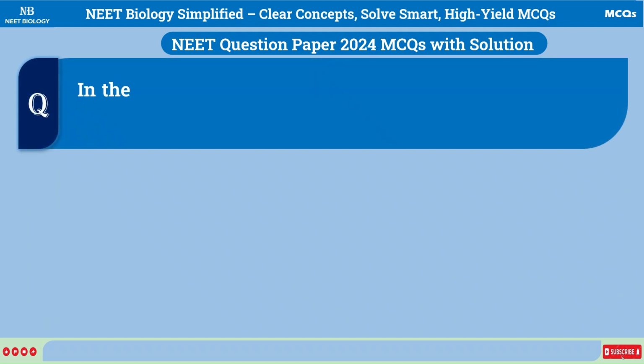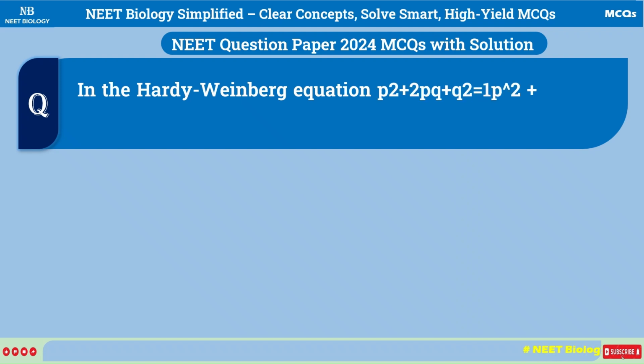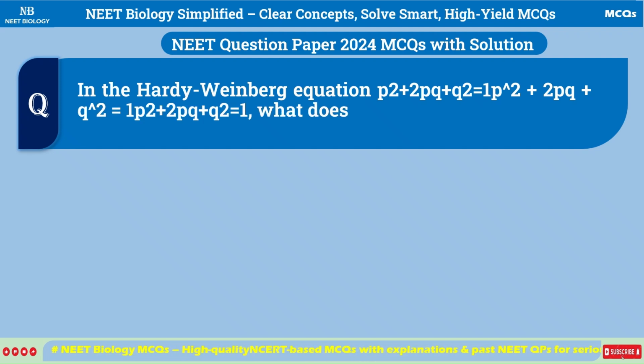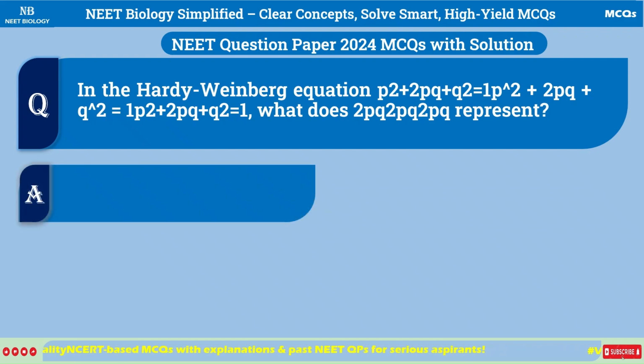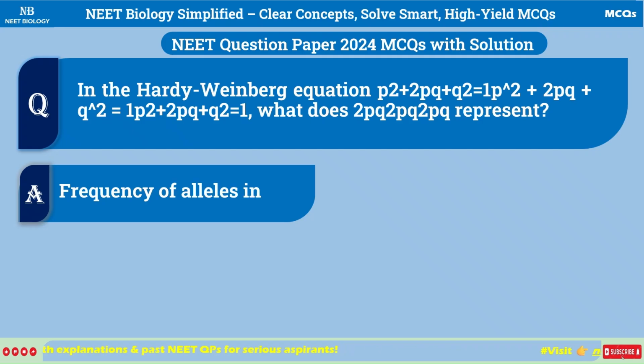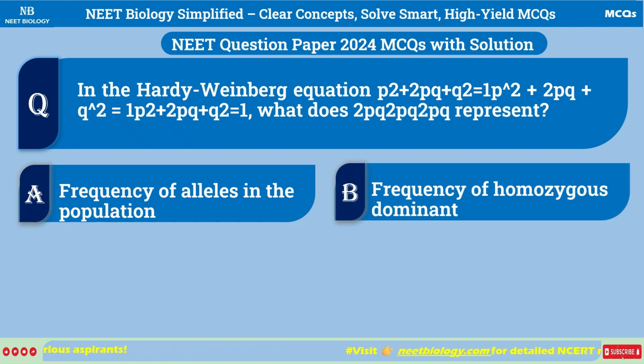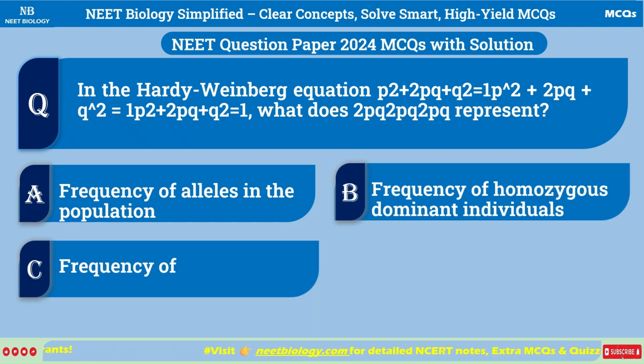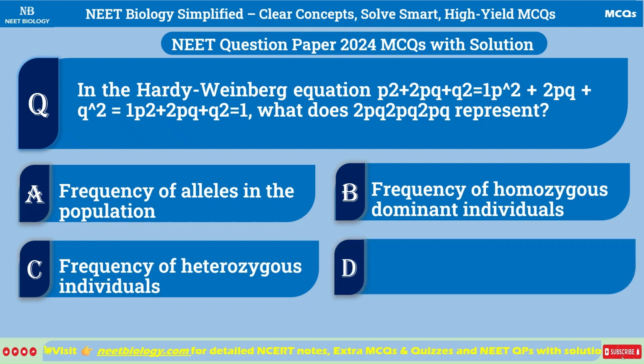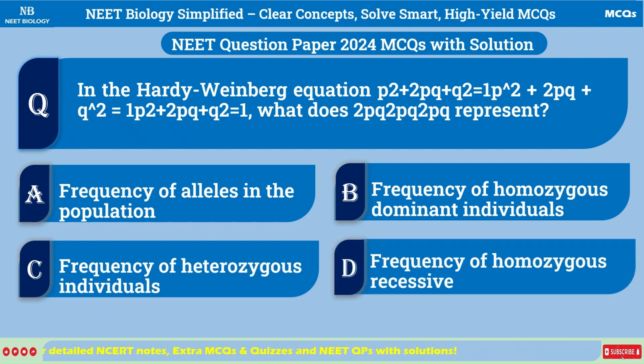In the Hardy-Weinberg equation p^2 + 2pq + q^2 = 1, what does 2pq represent? A. Frequency of alleles in the population. B. Frequency of homozygous dominant individuals. C. Frequency of heterozygous individuals. D. Frequency of homozygous recessive individuals.